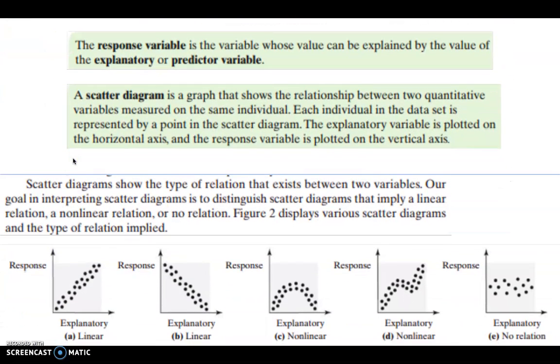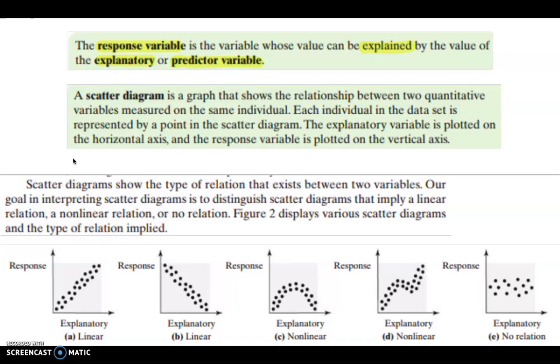So first, when we are looking at scatter diagrams and correlation, we need to define a couple of terms here. When we're looking at correlation, we're going to be looking at a couple of different variables and how they're related to one another. A response variable is the variable whose value can be explained by the explanatory variable, or a predictor variable. So the response variable is explained by that explanatory variable.